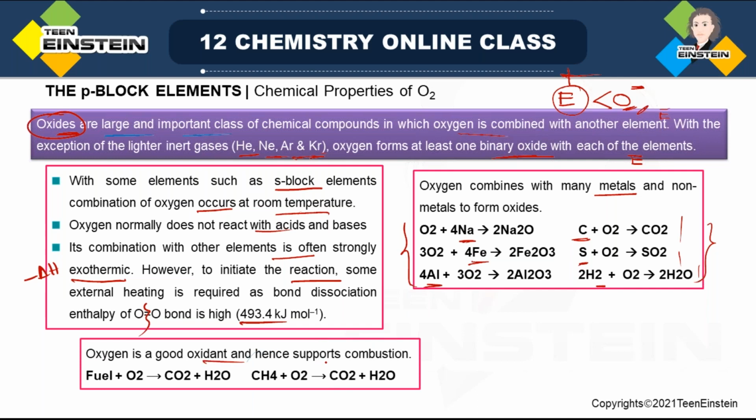Oxygen is a good oxidant and hence supports combustion. If you have taken any fuel, mostly it is a hydrocarbon, a compound of carbon and hydrogen, and you will always get the production of CO2 and H2O. For example, if you take methane gas and do a combustion reaction, it is basically a reaction with oxygen, and remember it is always exothermic in nature.